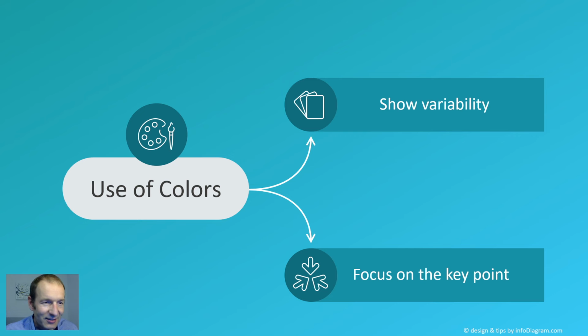And next, another function of color which we can use is to focus on a key point of the slide. So when I have the most important message on a slide, it's good to highlight it with one specific color, which then stands out.